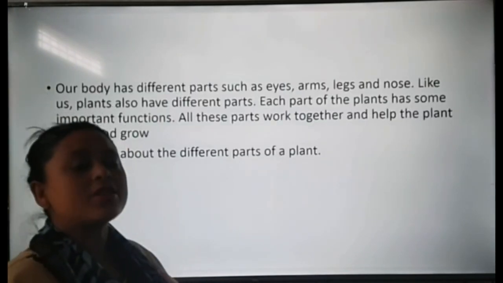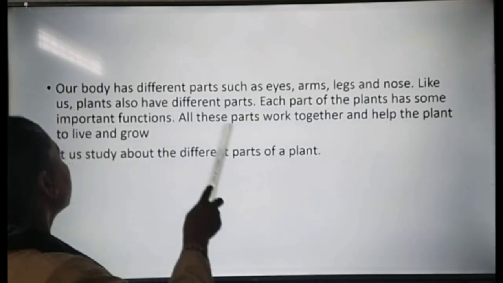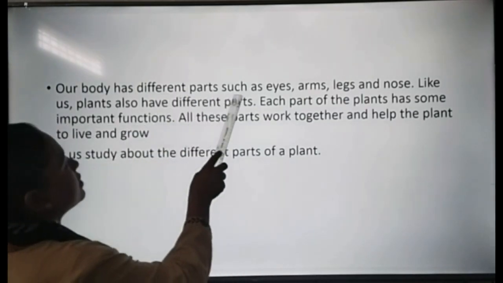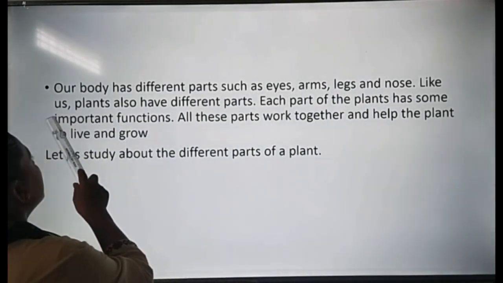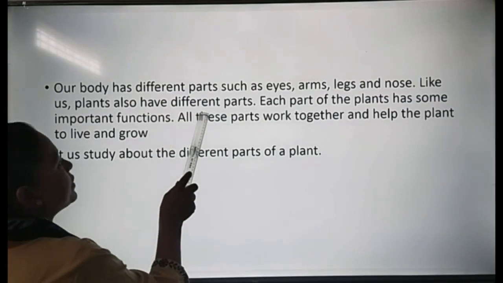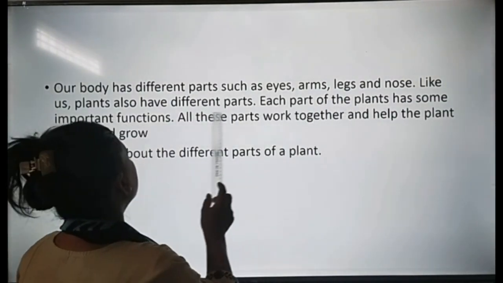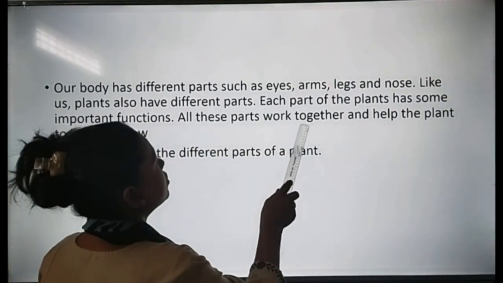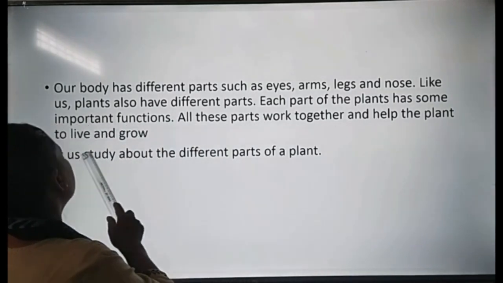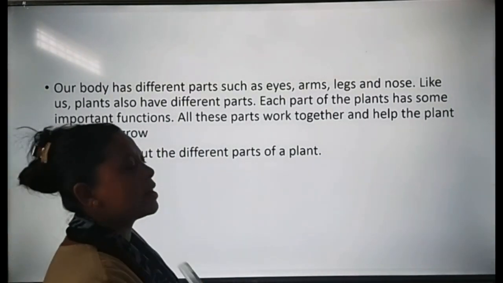So today we are going to study about parts of plants. Our body has different parts such as eyes, arms, legs and nose. Like us, plants also have different parts. Each part of the plants has some important functions. All these parts work together and help the plant to live and grow. Let us study about the different parts of our plant.